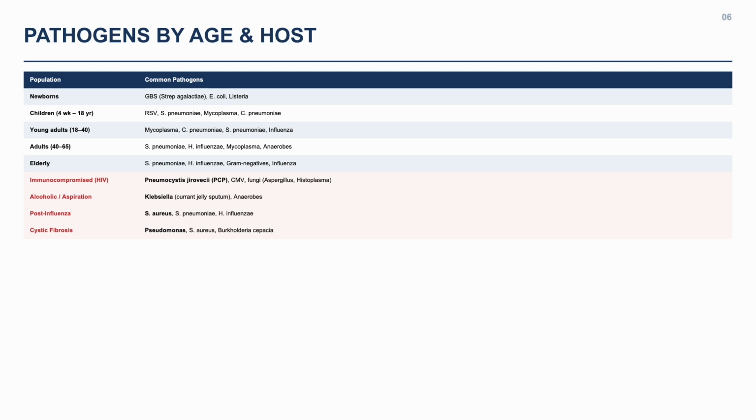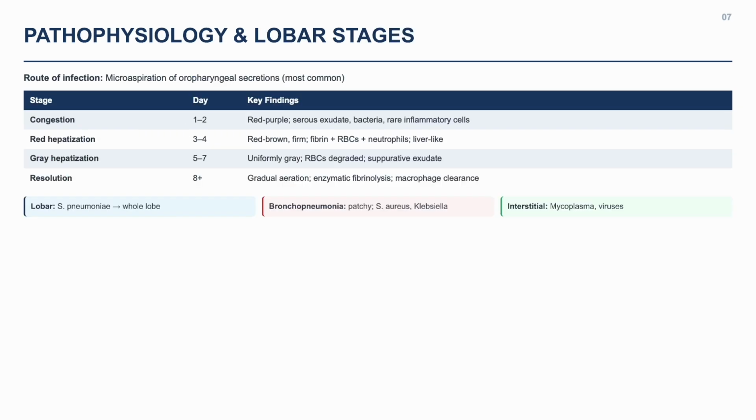influenzae, gram-negatives, influenza. Immunocompromised patients, especially those with HIV, are classic for Pneumocystis jirovecii pneumonia, as well as CMV and fungi like Aspergillus or Histoplasma. Alcoholics and aspiration pneumonia: Klebsiella and anaerobes. Post-influenza: Staph aureus. Cystic fibrosis: Pseudomonas, Staph aureus, and Burkholderia cepacia. The most common route of infection is microaspiration of oropharyngeal secretions.